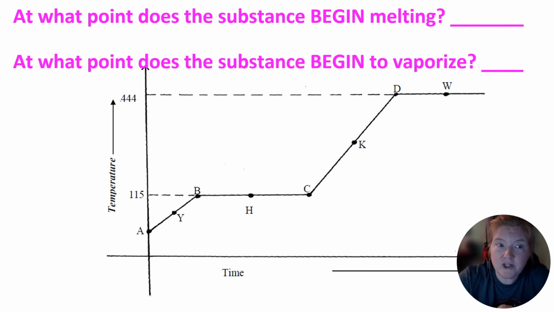A couple of extra questions. At what point does the substance begin melting? Yeah, B. At what point does it stop melting? C. At what point does the substance begin to vaporize? D, right? And then we aren't sure because it doesn't necessarily look complete, so we can't really say when the substance finishes vaporizing.